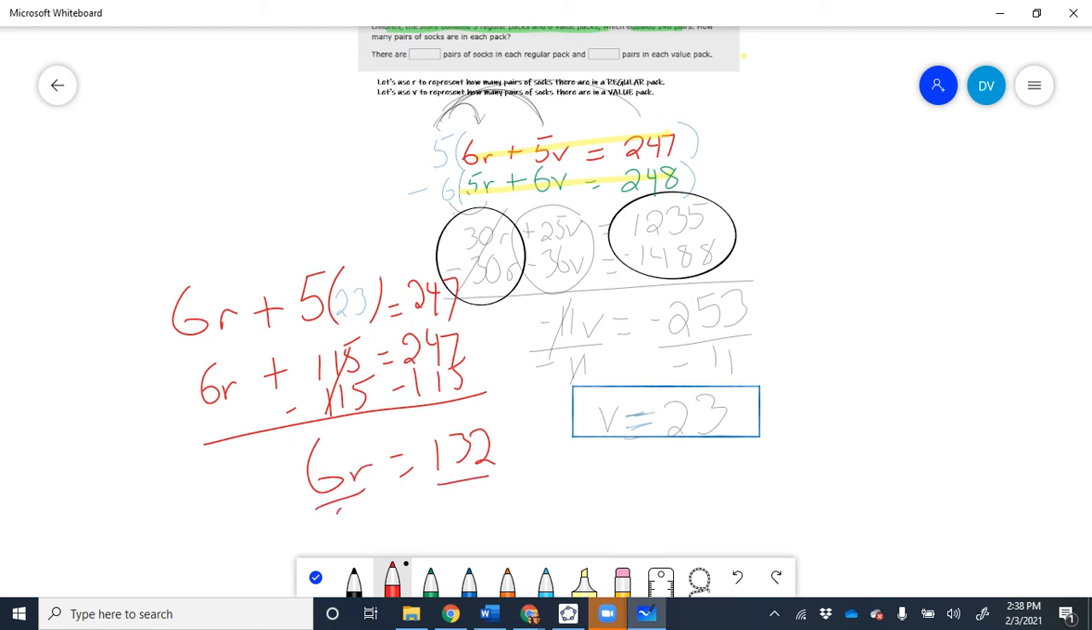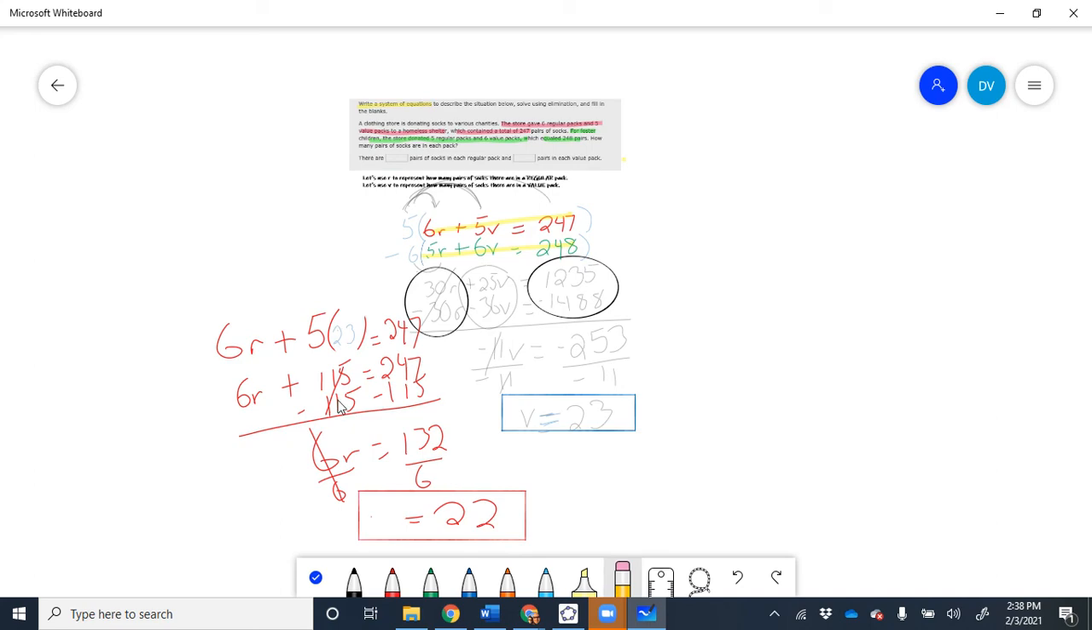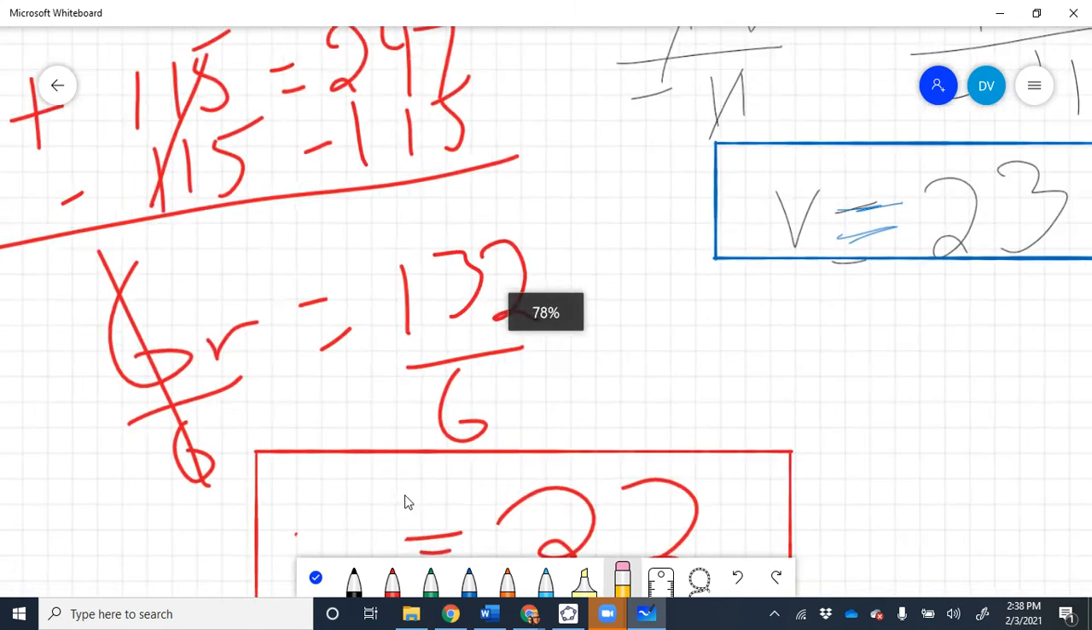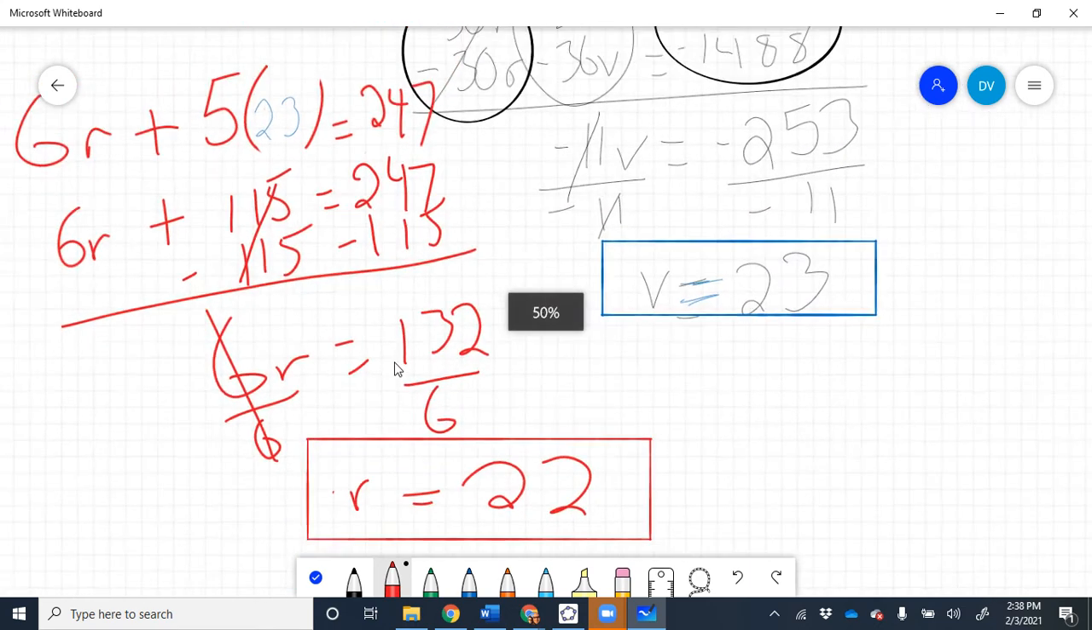And then we divide by 6. Now I know there's a lot of work here, and I can't do that in my head. 132 divided by 6 is 22. So R is equal to 22. That's an R, not a V. Mine's not very good. Let me make it neater. And if I zoom in, I can do that better. R is 22. There we go. All right.